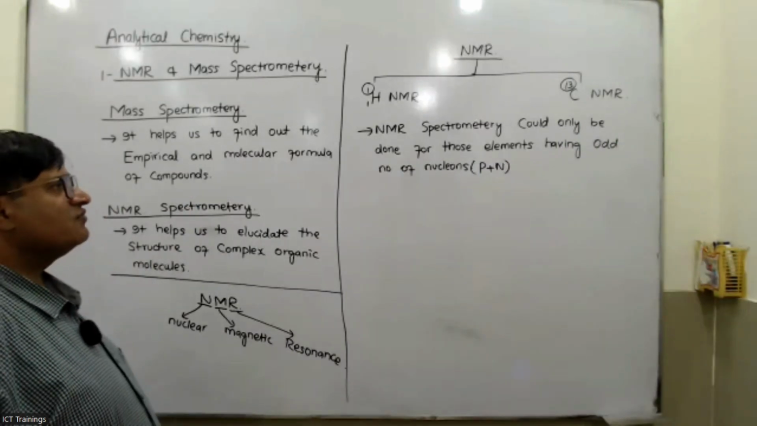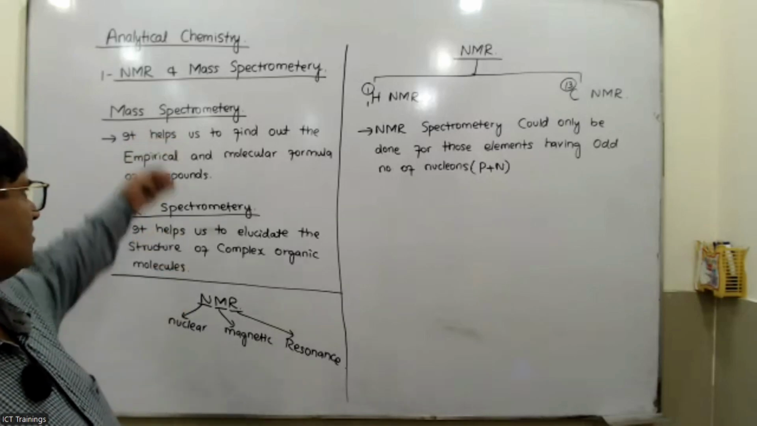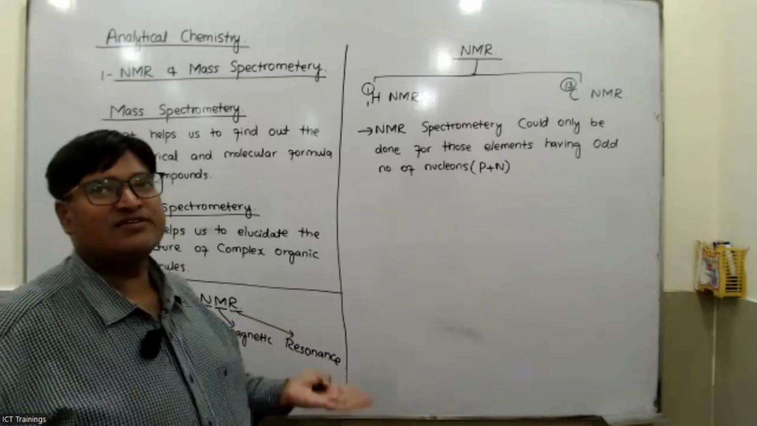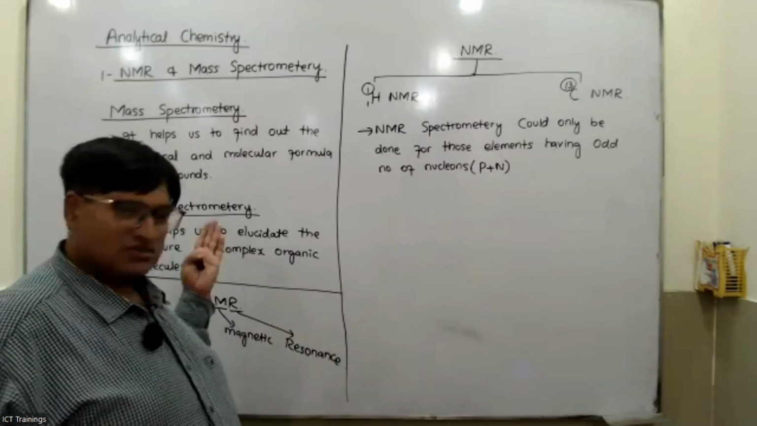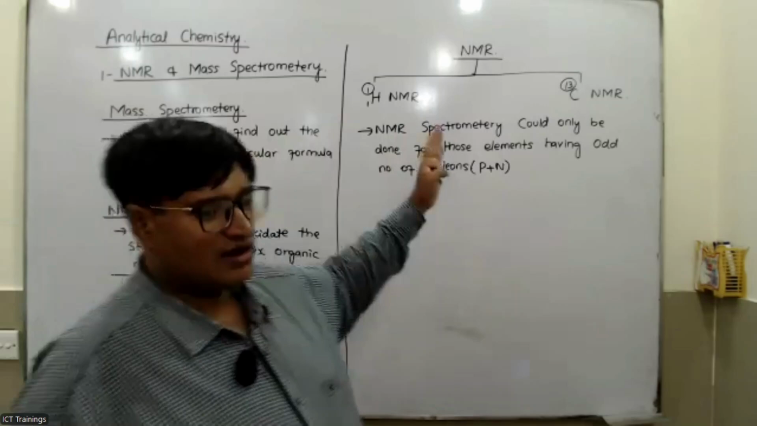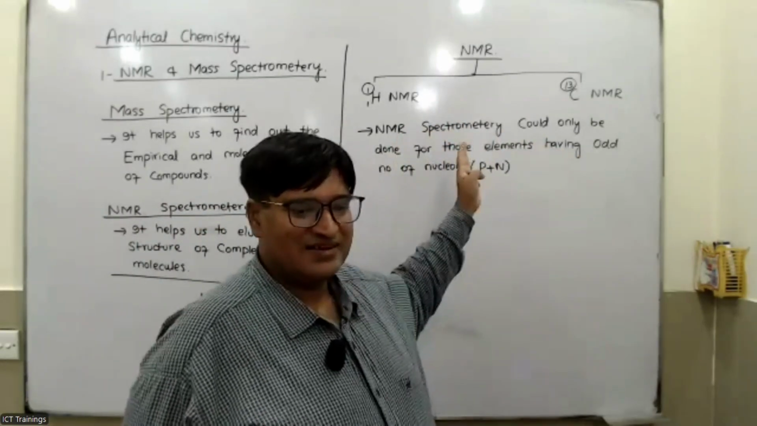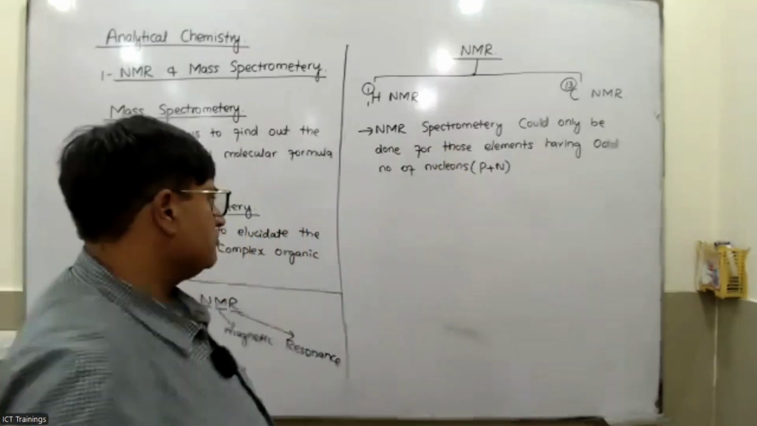Okay, my dear. So now we are going to start. This is actually the introduction of NMR. What is actually NMR? NMR is used to find out the structure of complex organic molecules. The first thing, it has two types, hydrogen and carbon-13 NMR. So this technique can only be used for those elements which have an odd number of neutrons.